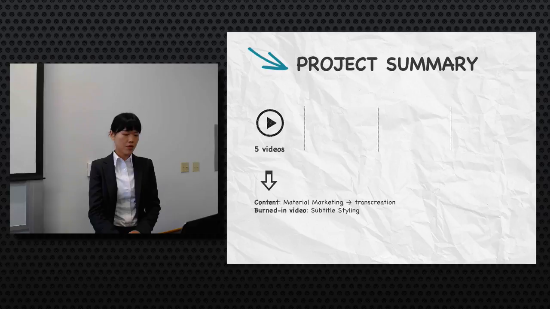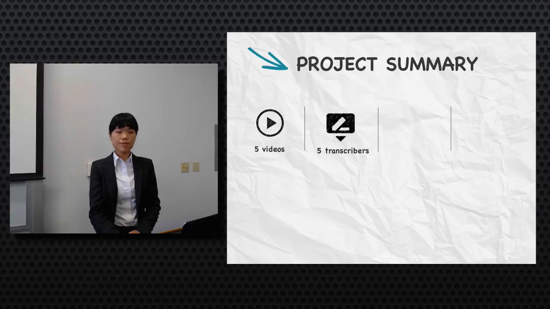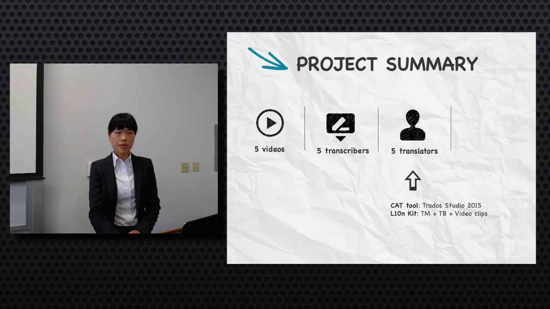But on the other side, we also realized that in the post-production stage, we need to do more work to do some styling and also polishing to our English subtitle because we want them to look fit and good in our display. So after that, the first thing we did was transcreation. Each of us took one video and we transcribed using the AgeSub. And then we created the localization kit, including transcreation file, TMTB from the last project of document translation, and also the video clips. And then we sent them off to our five translators who use their CAT tool to do their work.